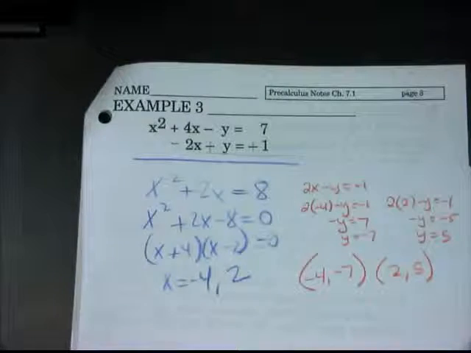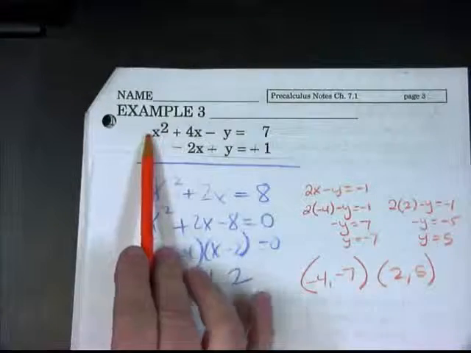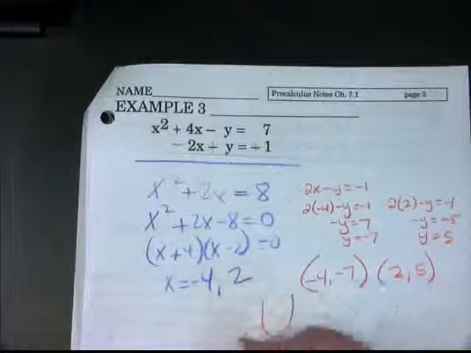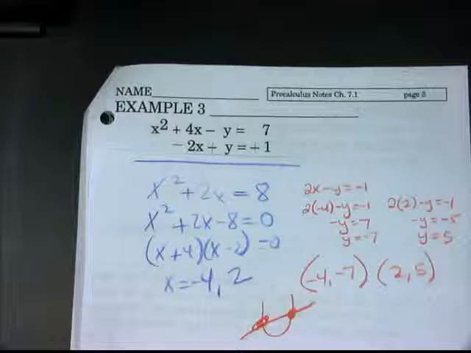And if you think about this, this is a parabola, because it's a square. This is a line. I have a parabola intersecting a line in two locations. And that's what we basically found was what those 2 points are.